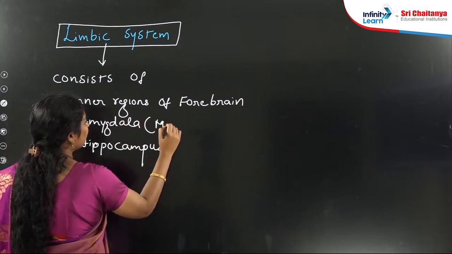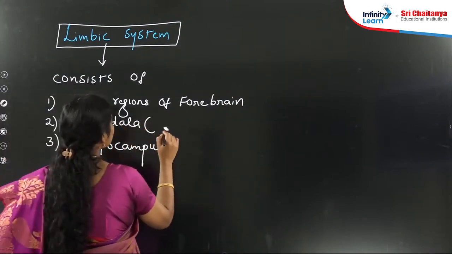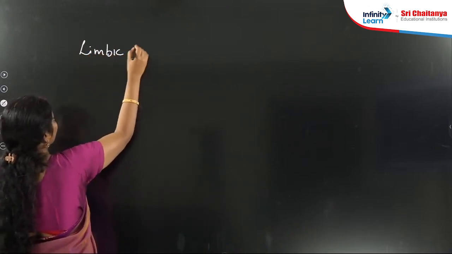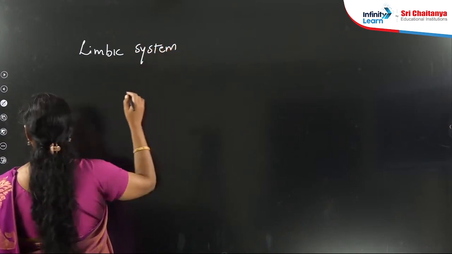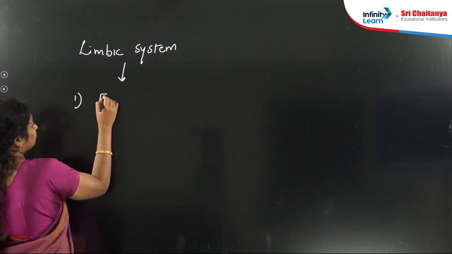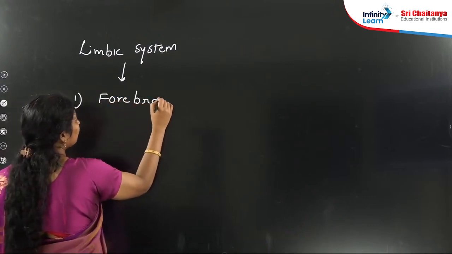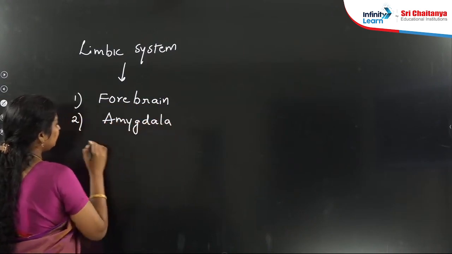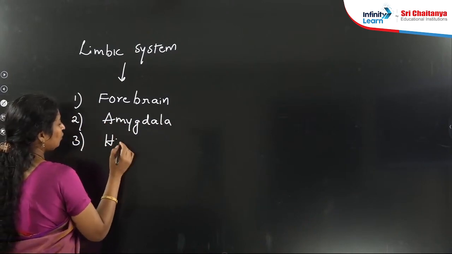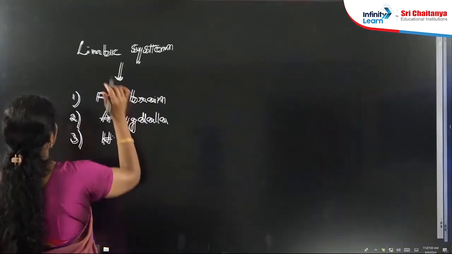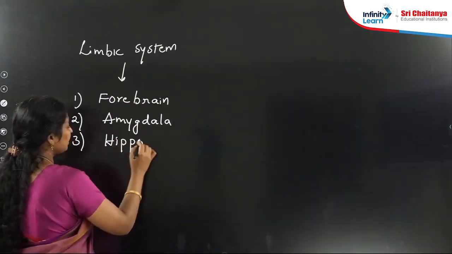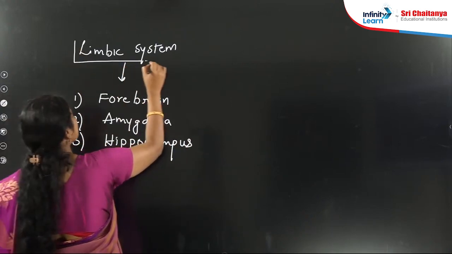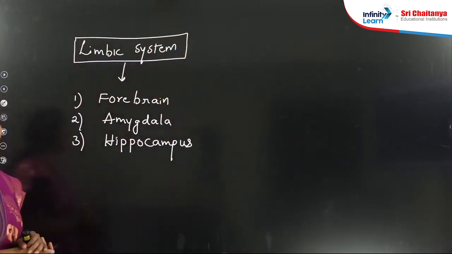What is the amygdala? The amygdala is known as the emotion center, where it controls all our emotions. The hippocampus is known as the memory center, because it recollects our memory. So the limbic system consists of the inner parts of the forebrain, the amygdala, as well as the hippocampus.